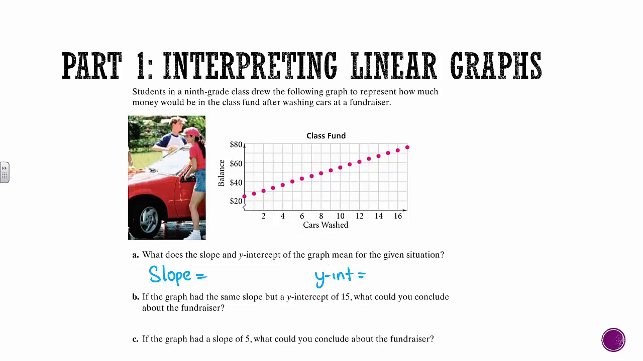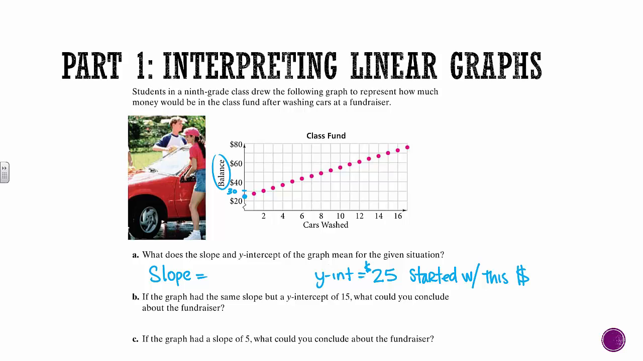So let's take a look at our graph. The y-intercept's easiest to spot, so let's talk about that. The y-intercept is at 25. And if you look here, that's $25. That's the balance in the account. So the y-intercept of $25 tells us that we started with 25 bucks in the bank account.